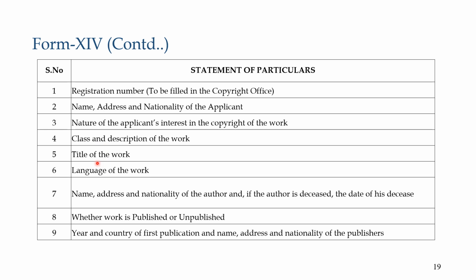In that application, we need to provide the details of name, address, and nationality of the applicant, nature of the applicant's interest in the copyright of the work, class and description of the work, title and language of the work. If the author is deceased, then the date of decease, name, address, and nationality of the author, whether the work is published or unpublished, year and country of first publication and name, address and nationality of the publishers. So this many details need to be provided in this Form 14.